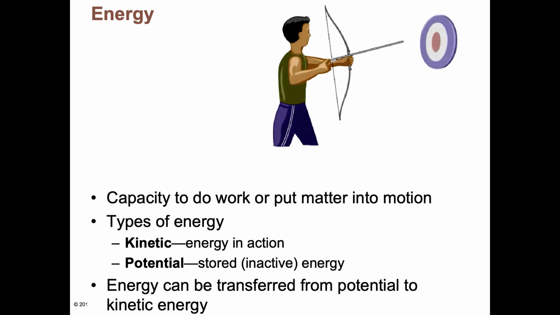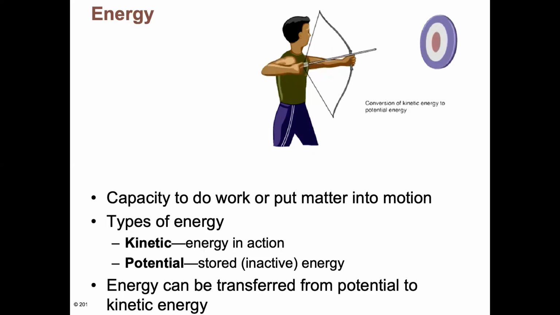Energy is neither created nor destroyed, but converted from one form to another. This property is called the conservation of energy. The bow and arrow start out with low potential energy. As the archer's arm pulls back the string, kinetic energy from the arm's motion is converted to potential energy in the tense bowstring and arrow.